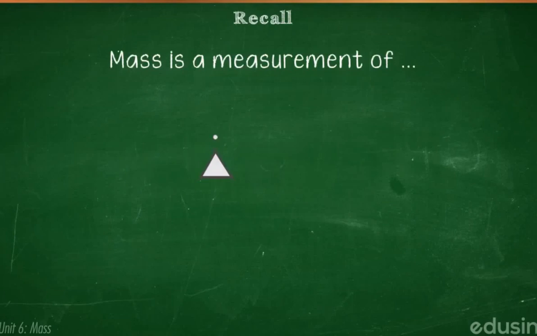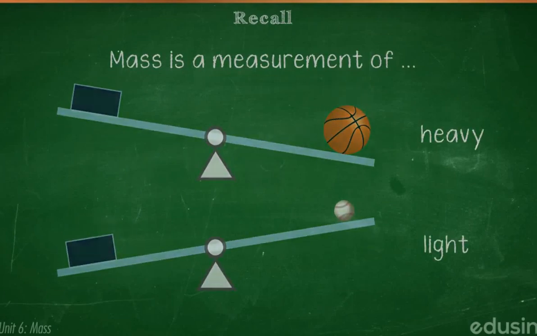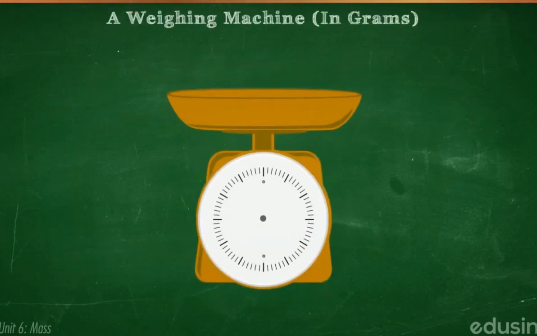Recall, mass is a measurement of how heavy or how light something is. To measure the mass of an object, we can use a weighing machine. A weighing machine has a rotating needle and a circular disc marked in standard units of mass. A common unit of mass is the gram. We write G in small letter to stand for gram. This weighing machine is marked out at every 100 grams.